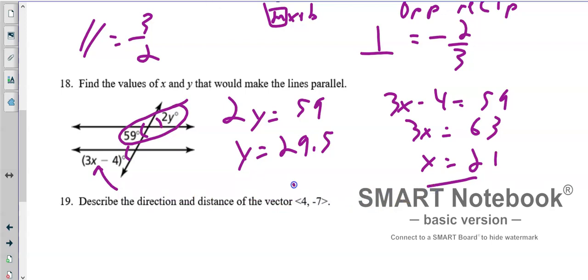Vectors. Here is a vector. You know it's a vector because it has those little V's on the side, sideway V's. What does it mean? This means right 4 and down 7. That's it. It's that simple. It means from whatever point you're at, move right 4 and down 7. So if you're translating a shape or a point or a segment, that's how you would move.